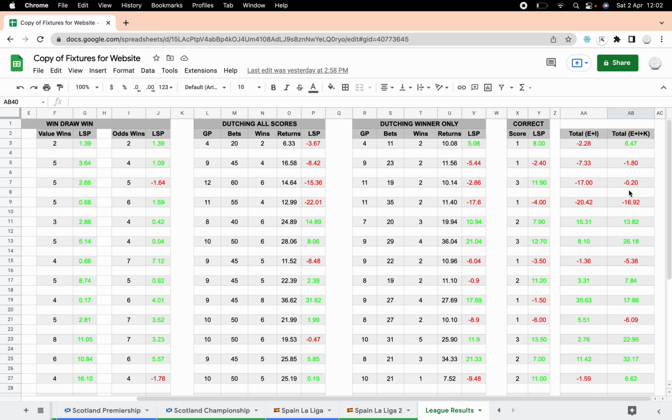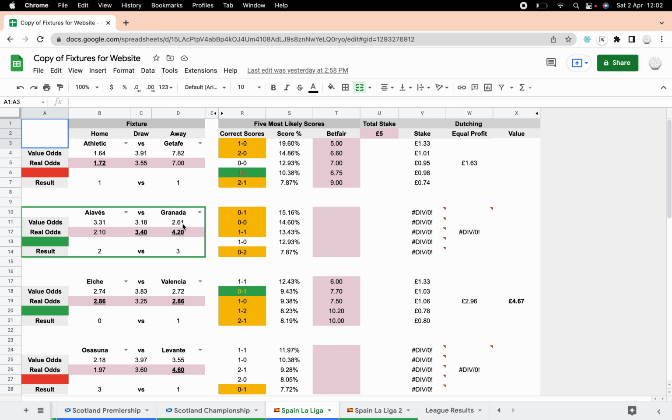you limit your exposure because you're not staking as much, and you're drilling down into the accuracy, because if the system is saying it thinks that Granada are going to win, why are you then betting on Alaves to win in your correct score Dutching? It doesn't make sense, does it? So I think that's an interesting way to look at it.